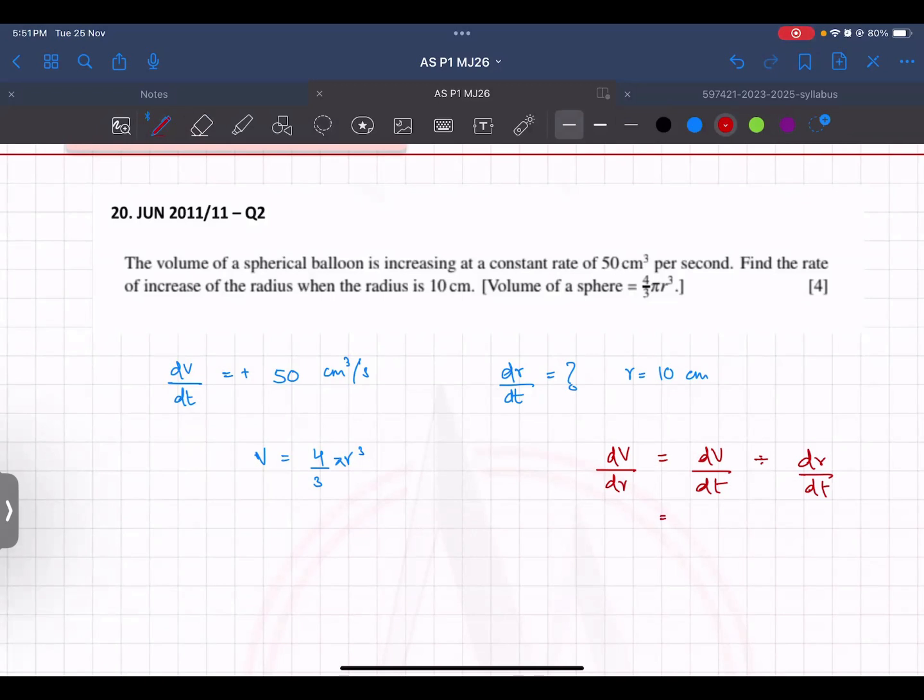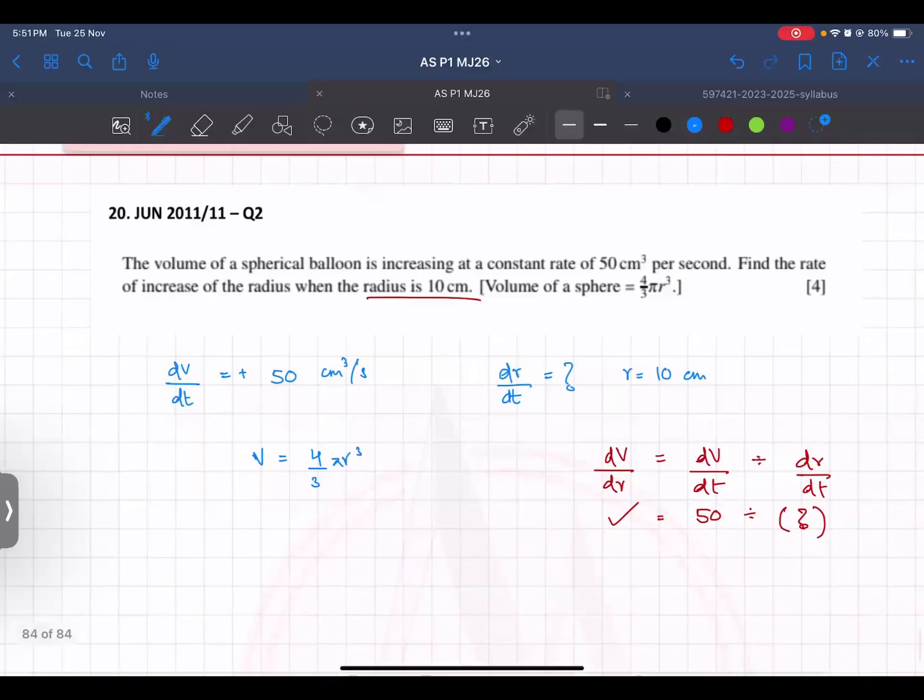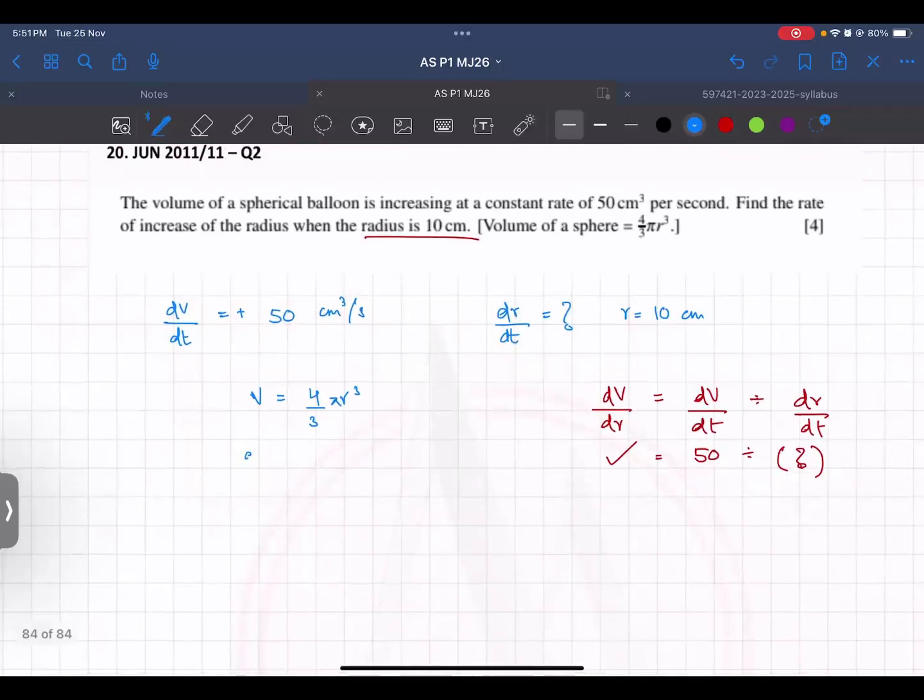Now we already have dV upon dt, it is 50. We have to find this dr upon dt, and we can find the value of dV upon dr at the radius 10. So we will find the derivative first. If we differentiate this with respect to the radius, dV upon dr is equal to 4 upon 3 pi into 3r square. So the 3 and this cancel out, and now at radius value 10, the value of dV upon dr is equal to 4 pi 10 square, which will be equal to 400 pi.